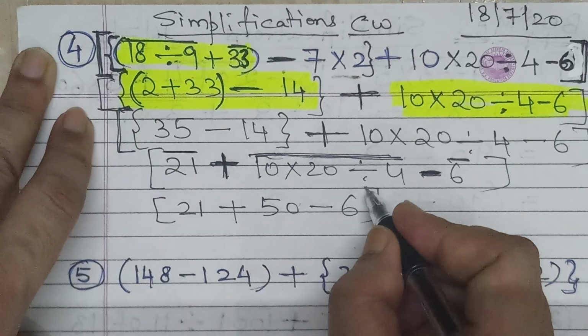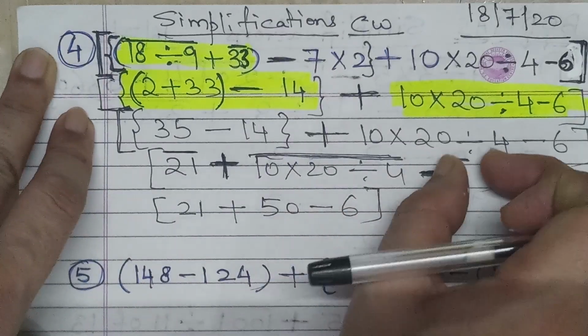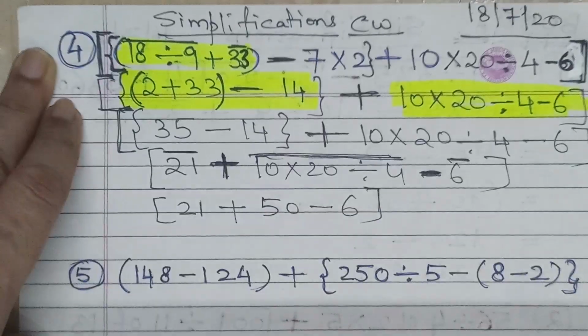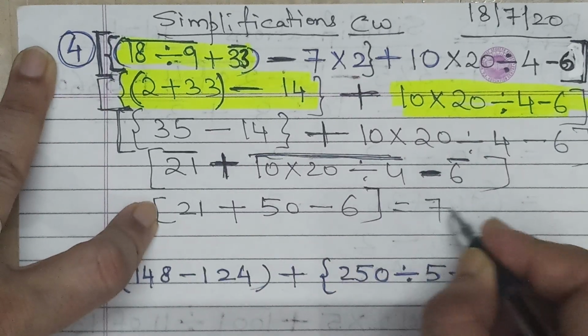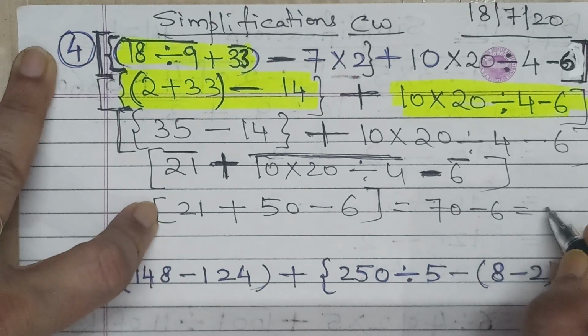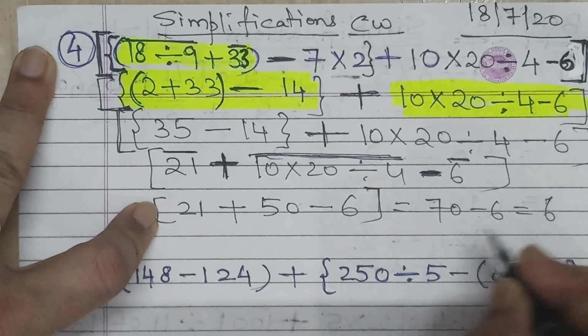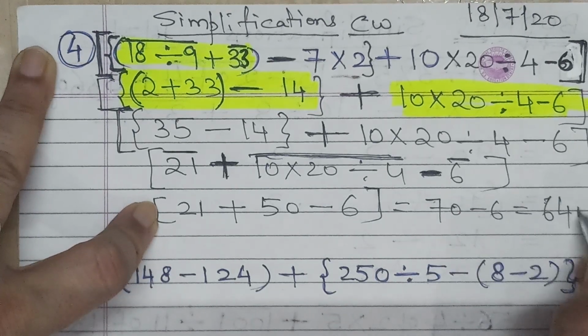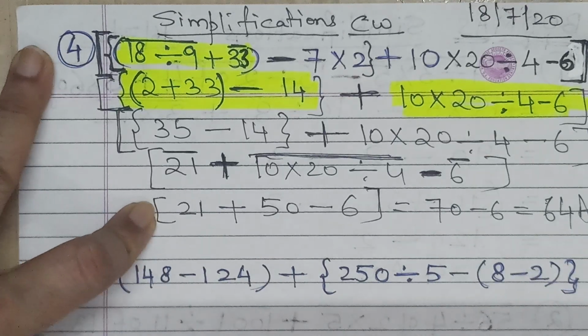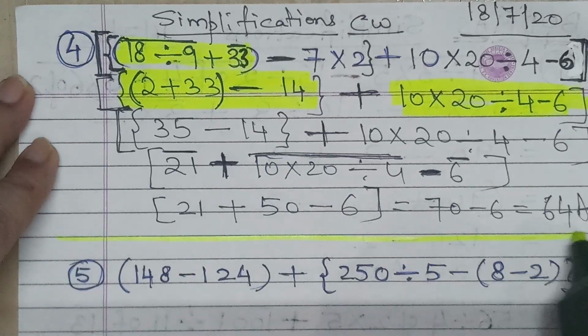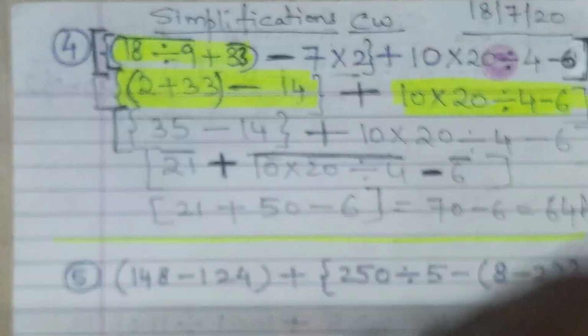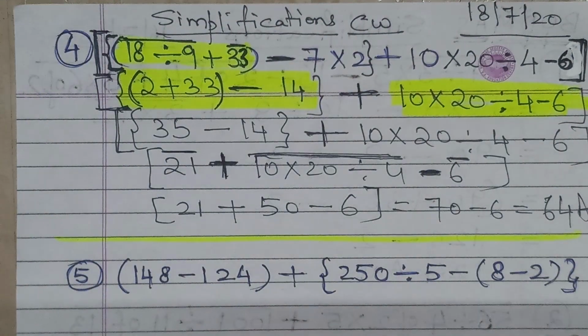So we got the answer for every term, small part of this question. So we have 21 plus 50 which is 70 minus 6 which becomes 64. So this is your answer. So that completes your first question. Now let's go for the second question.